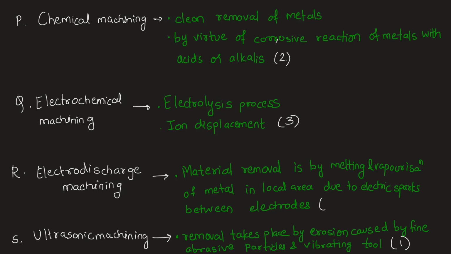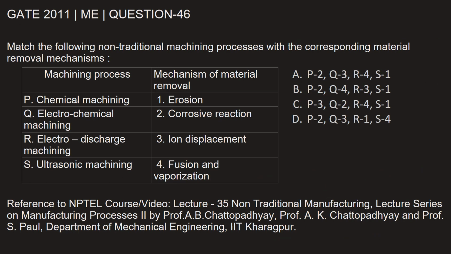R matches with number 4. So we have our answer. P is with 2. Q matches with 3. R matches with 4. And S matches with 1. 2, 3, 4, 1 is the order. Let's go back and mark the correct option. So the correct combination 2, 3, 4, 1 is given in option A.